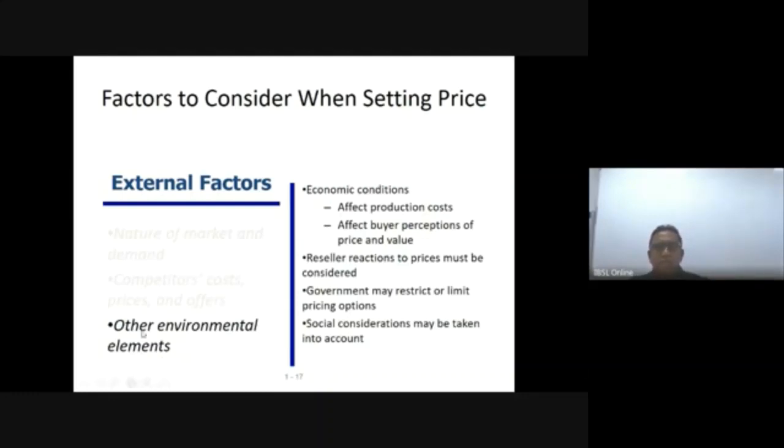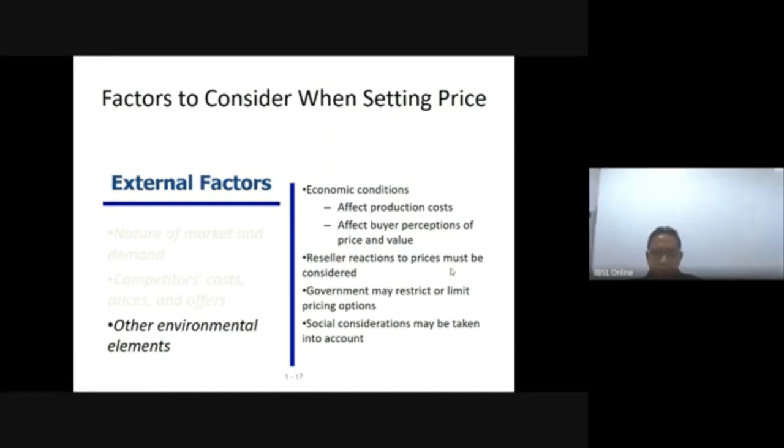Other environmental elements: economic conditions affect production cost and buyer perceptions of price and value, and reseller reactions to prices must be considered. Government may restrict or limit pricing options. Social considerations may be taken into account. You have to be careful, especially in the banking sector, where these things are important. Banks have that issue also. You can't increase deposit rates because there are restrictions and guidelines. Reseller reactions to prices must be considered.